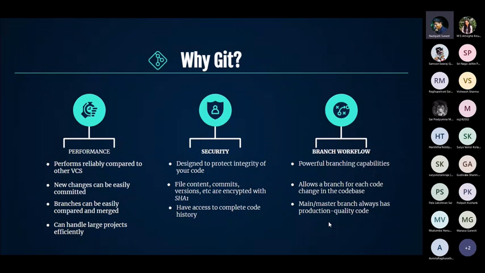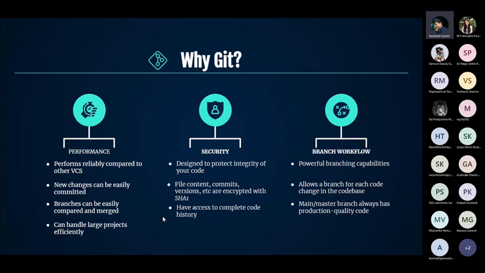It performs reliably and strongly compared to other VCSs on all OSs, including Linux, Windows, and Mac as well. And new changes can be easily saved on the actual server where all the code lies, and branches, like Sneha just introduced to us, can be easily compared. So branches will have separate code, right? Your friend would have done something and you would have made some other change. So you can look at them easily and see what differences there are and see whether they can be combined together to form the final file of code.